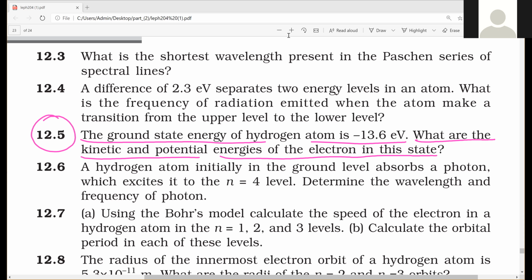So that is calculated by, so that is 12.5 we are going to calculate. So 12.5, we have to calculate. So total energy, we know it. Total energy, represented by E, is equal to minus 13.6 electron volt.